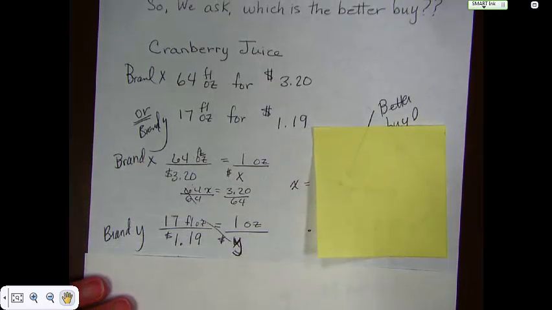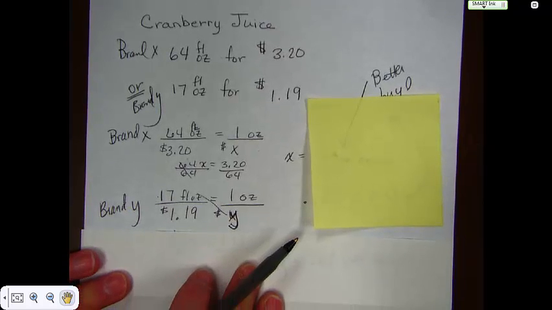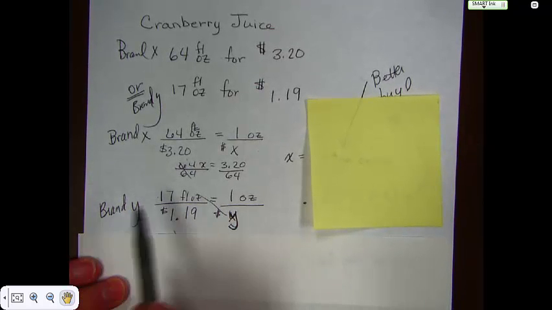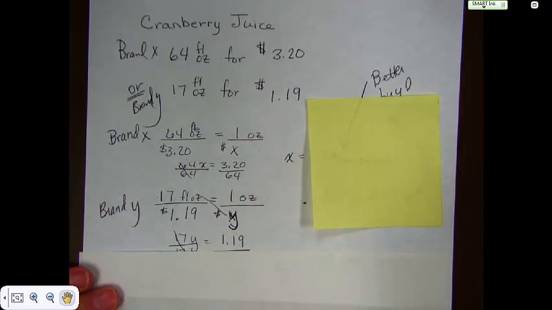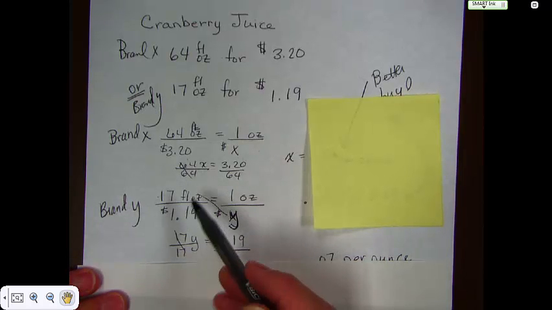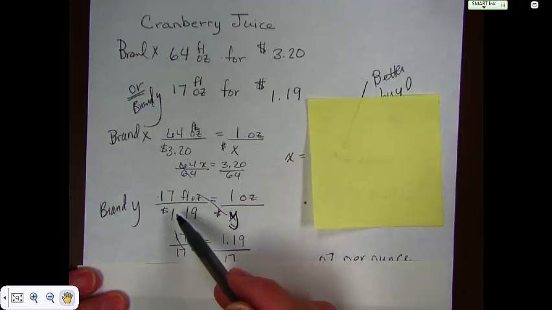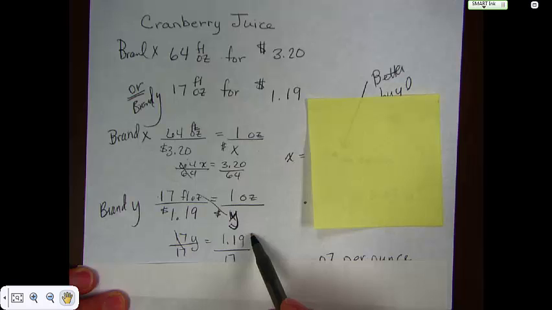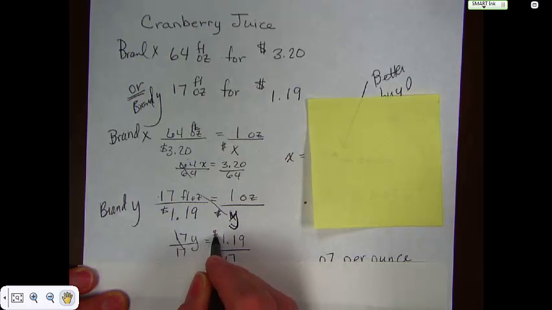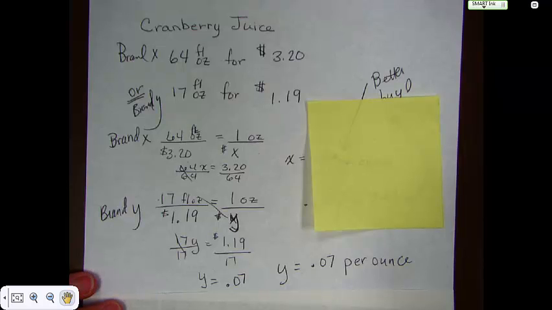Now we go down to what seems to be the cheaper purchase, and this is 17 ounces for $1.19. Again, we cross multiply. We end up with 17 times Y equals $1.19 times 1. 17Y equals $1.19. Put my little dollar sign there. Divide both sides by 17. You end up with 0.07 per fluid ounce.